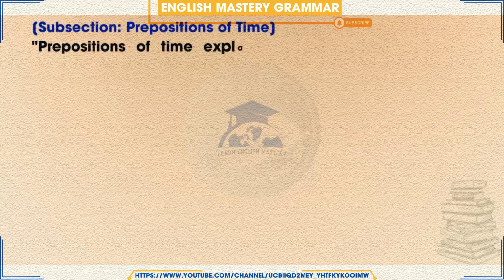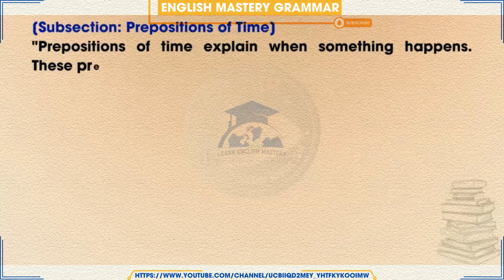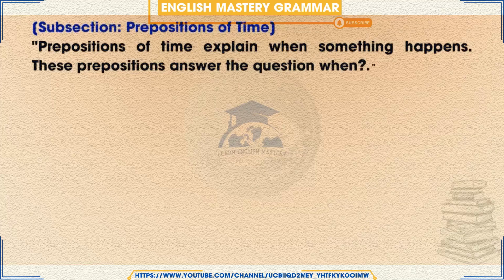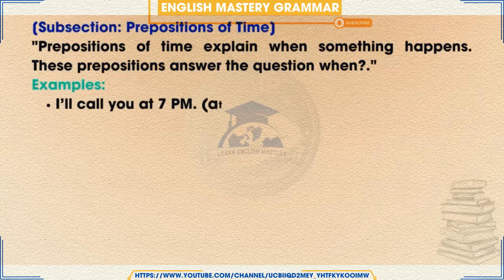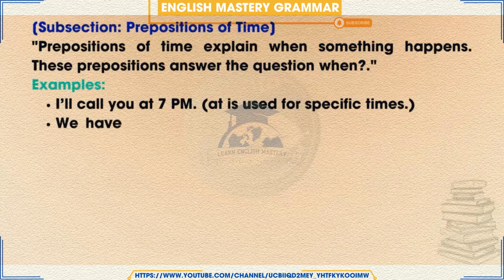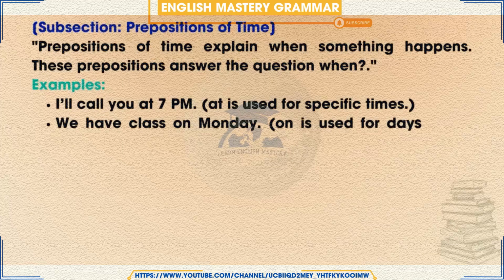Prepositions of time explain when something happens. These prepositions answer the question when. Examples. I'll call you at 7 p.m. At is used for specific times. We have class on Monday. On is used for days of the week.